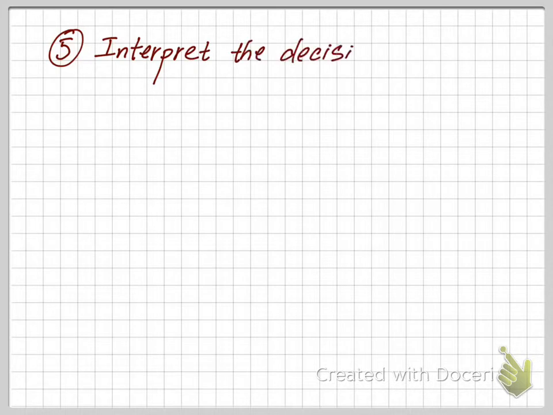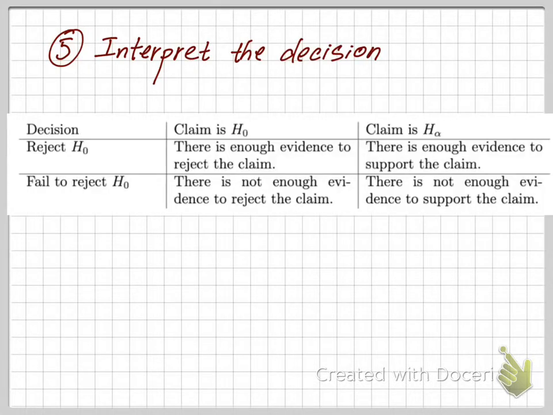And the last step is, once you make the decision, you can interpret the decision based on two factors. The first factor is whether the claim is the null hypothesis or the alternative hypothesis. And the second factor is whether you reject the null hypothesis or fail to reject the null hypothesis. For example, if the claim is the null hypothesis and you reject the null hypothesis, you can say that at alpha level, there is enough evidence to reject the claim.